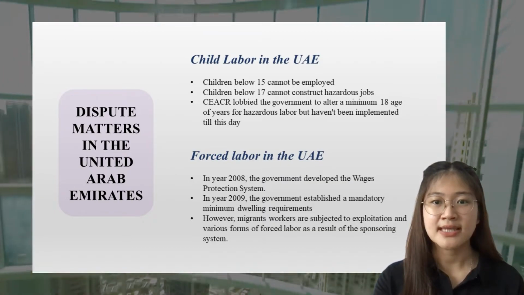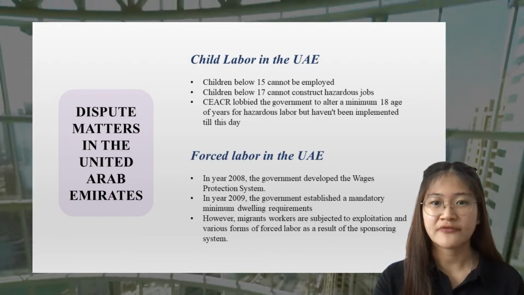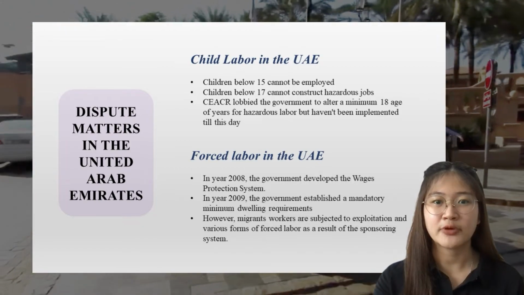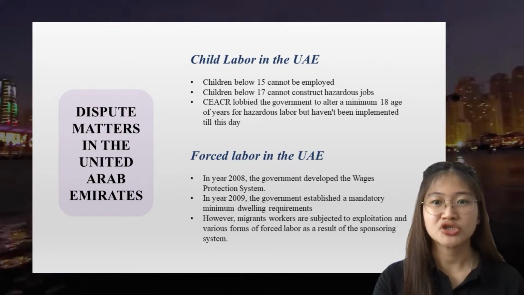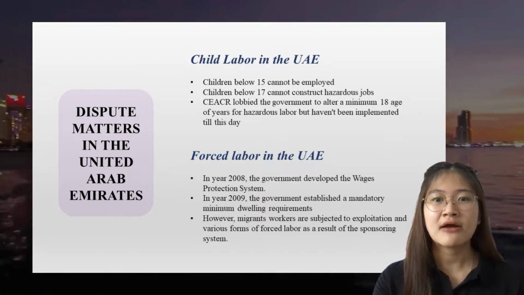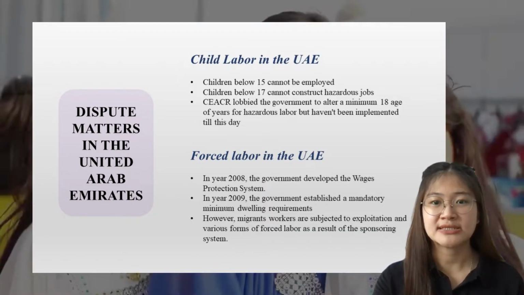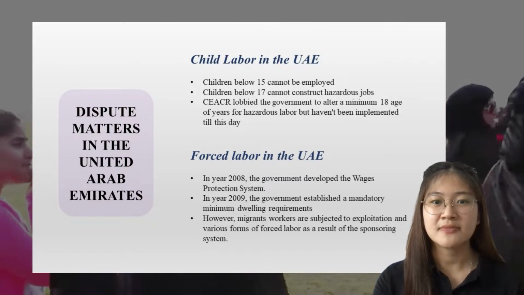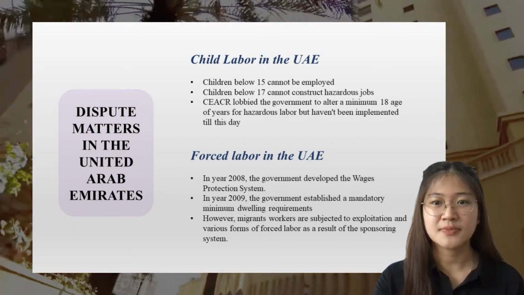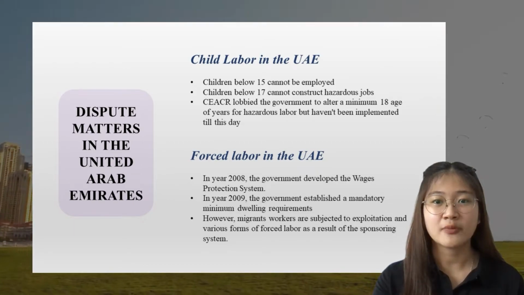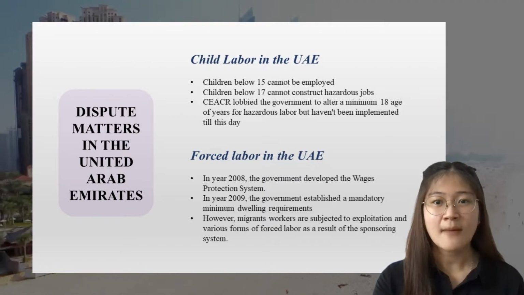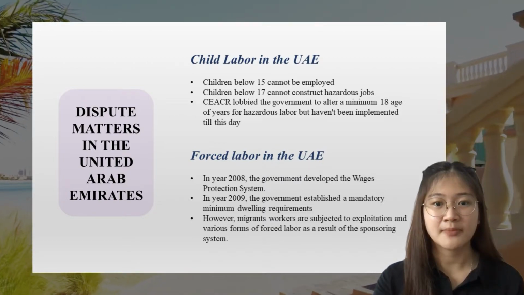Moreover, a report indicates that there is an inadequate uniform contract for foreign domestic employees, which has had minimal impact on the reality of domestic employees. The aim of proposing the contract is to ensure adequate living and working conditions for foreign workers. In the year 2008, the UAE government and central bank developed a wage protection system and also established mandatory minimum dwelling requirements in the year 2009. However, the sponsorship system exposed migrant workers to exploitation and different forms of forced labor. They are forced to work longer hours in challenging conditions, are mistreated, and are frequently unpaid for months.